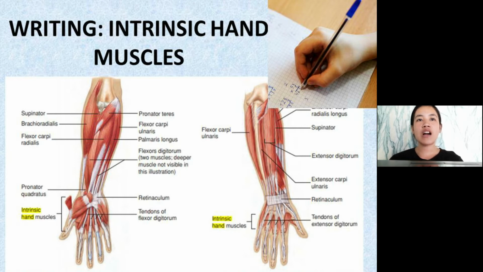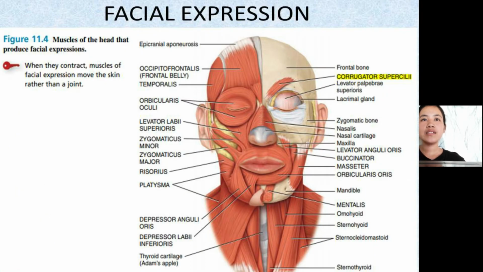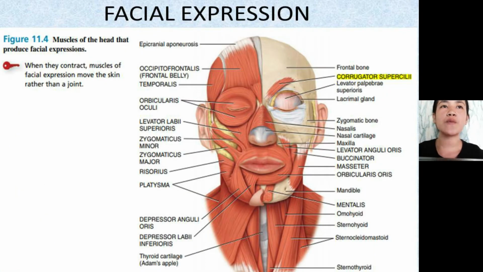These muscles account for the fleshy masses at the base of the thumb and little finger and the fleshy region between the metacarpal bones of the thumb and index finger. So, the interosseous muscles help the index finger and the thumb to enable you to hold the pen and write something. Second, facial expression to express a wide variety of emotions.